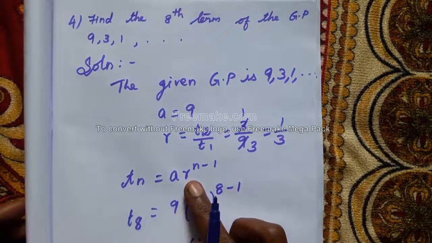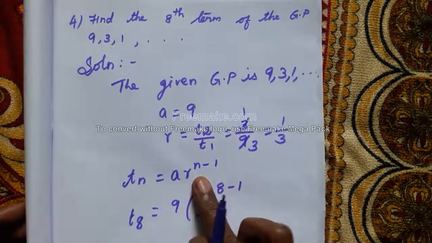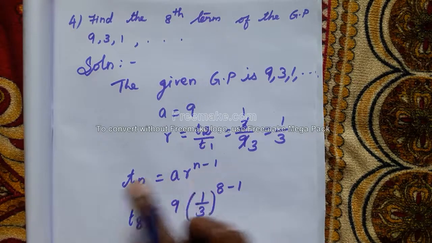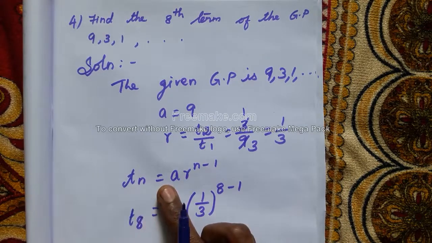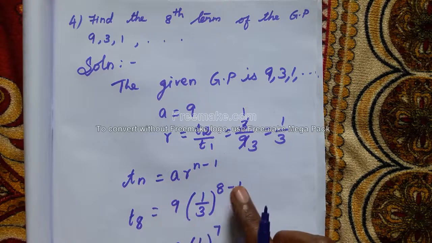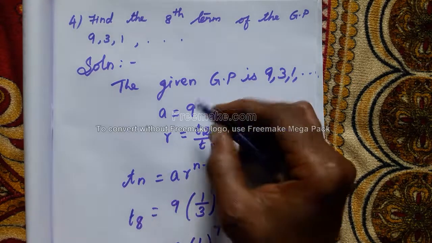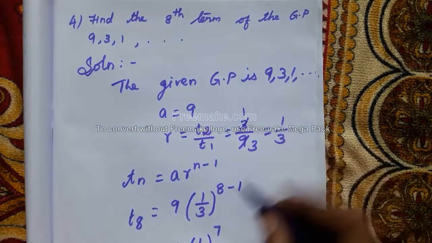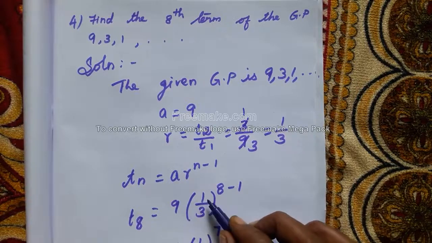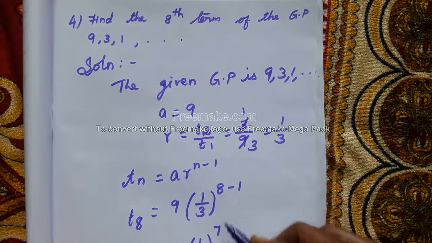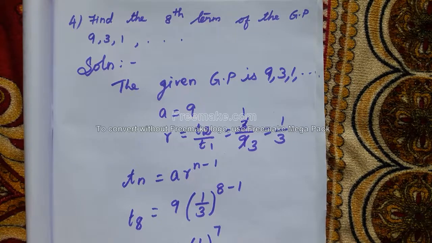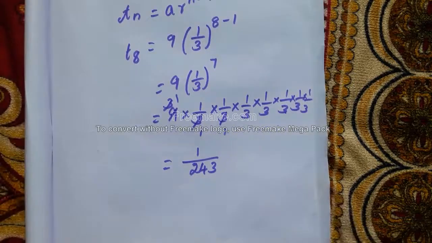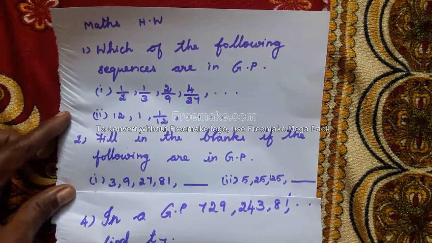What's the formula? Tn is equal to the general term. In the previous problem we used the general form. Here the general term. Tn is equal to AR power n minus 1. T8 we want to find out. A is equal to 9. R is equal to T2 by T1, 1 by 3. So T8 is equal to 9 into 1 by 3 the whole power 8 minus 1. 8 minus 1 is 7. So we are getting the answer 1 by 243. Any doubt? Okay. Have you understood, students?